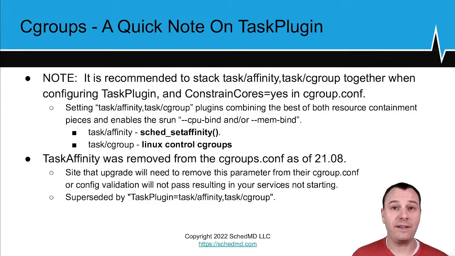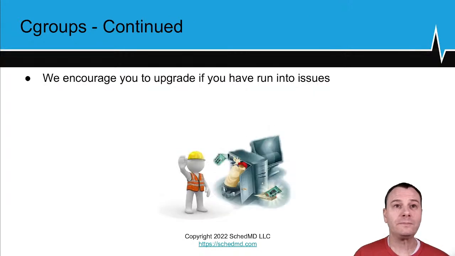Finally, a note on TaskAffinity found in the cgroup.conf. This has been removed in 21.08. Sites should remove this option from their cgroup.conf during the upgrade process and use the TaskPlugin with Task Affinity and Task Cgroup. And as mentioned before, if you are seeing Cgroup issues, please make plans to test more recent versions and move to a current Slurm version.